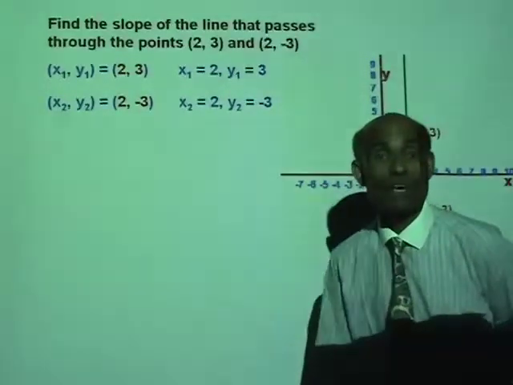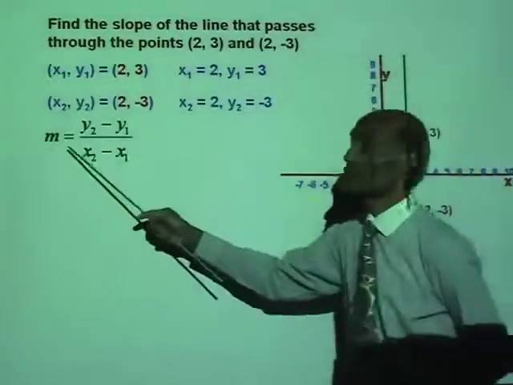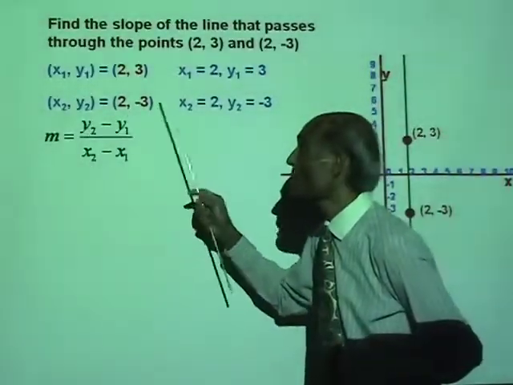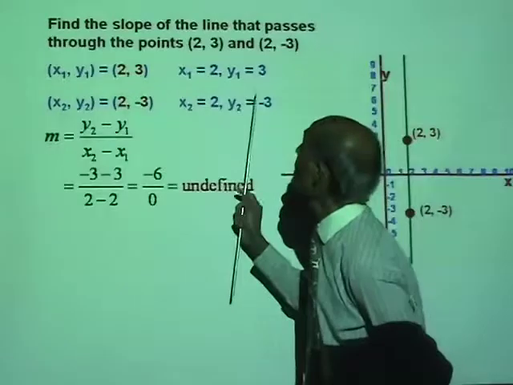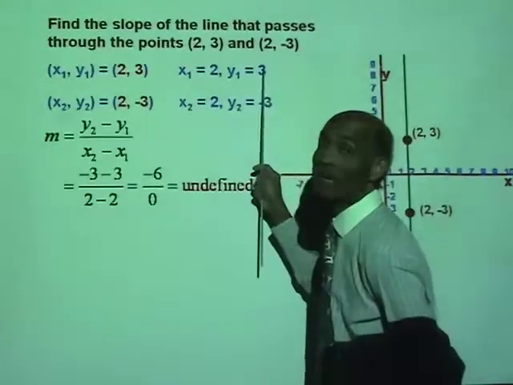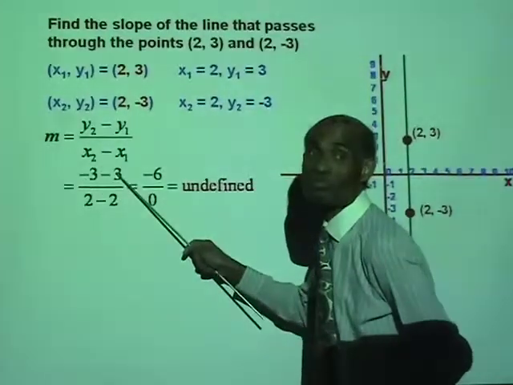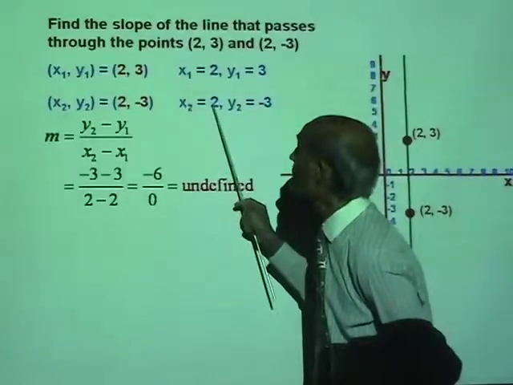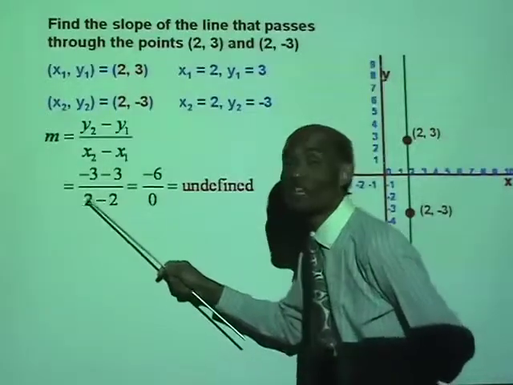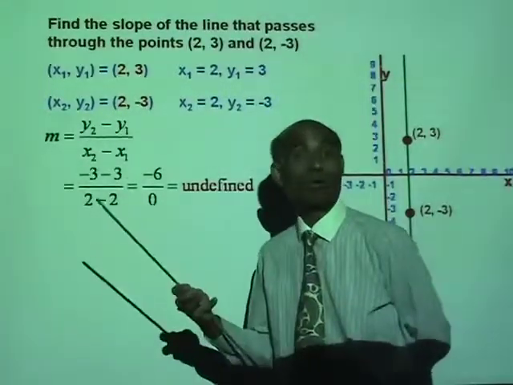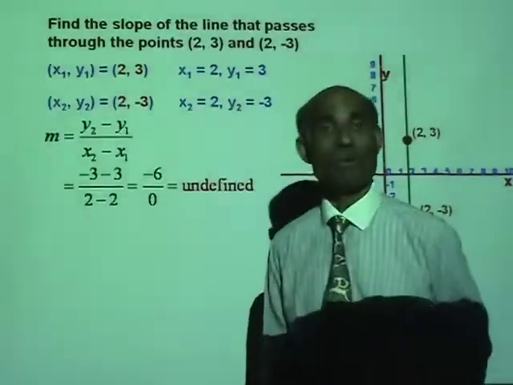So the question is, what is the slope of a vertical line? Well, let's do that. Slope equal to y2 minus y1 divided by x2 minus x1. y2 is negative 3, y1 is 3, so y2 minus y1 is negative 3 minus 3. And x2 equal to 2, x1 also equal to 2, x2 minus x1 is 2 minus 2, which is 0. So look at the slope. The slope is negative 6 divided by 0.